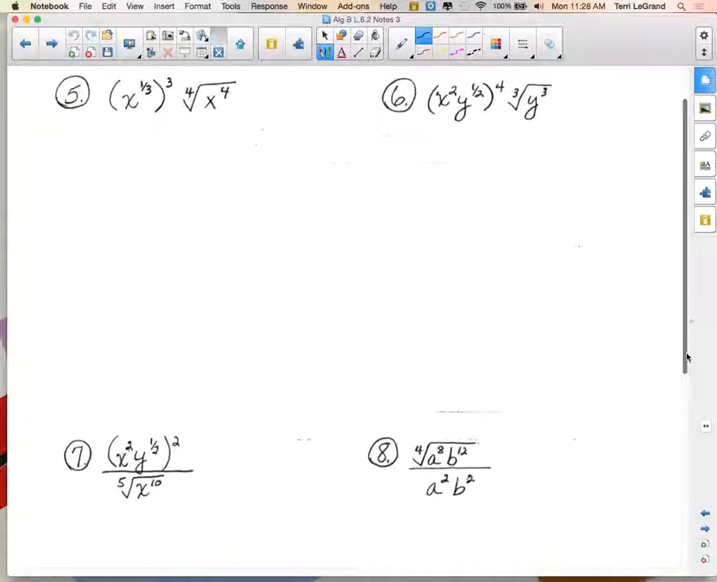Okay, so let's go to this first one where we have x to the 1/3 power being raised to the 3rd power. And then there's really an invisible multiplication dot right here that they just don't show. That is being multiplied by the 4th root of x to the 4th. Okay? So let's deal with our first factor, which is a power to a power. What do we do when we take a power to a power? What's our shortcut?